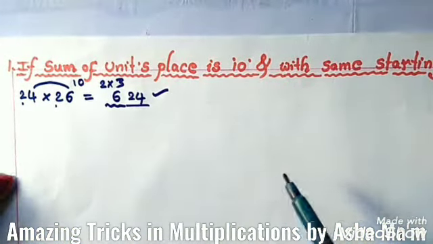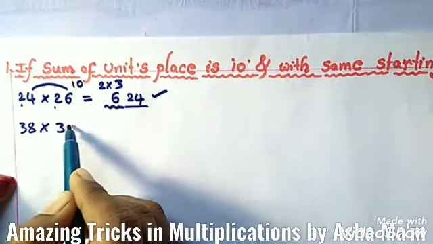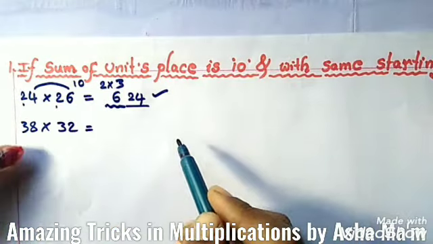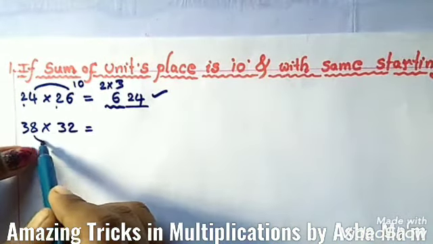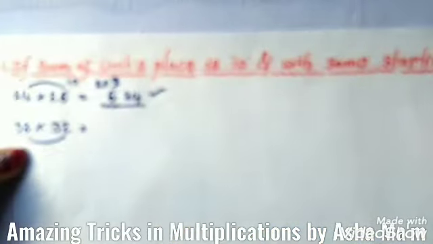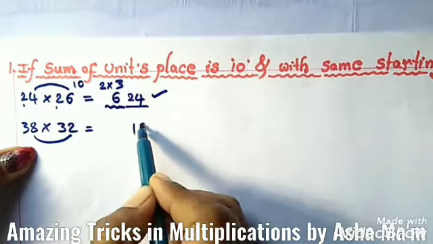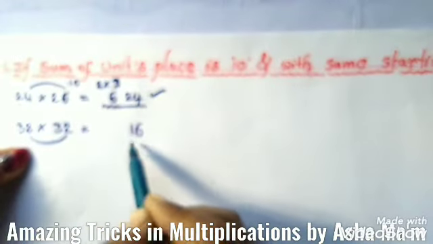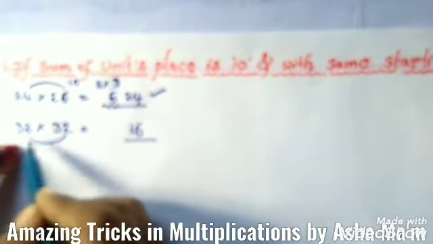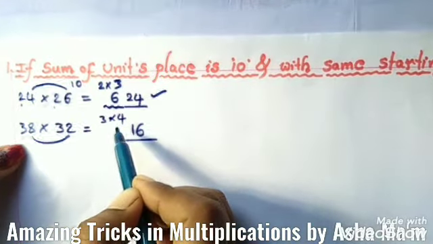Okay, let us see the next example. 38 into 32. Here also same, the sum of the units places is 10 and starting with the same number. Here the starting number is 3. So 8 2s are 16. Directly you can write this 16 here, and 3 after 4. So 3 into 4 you have to do.